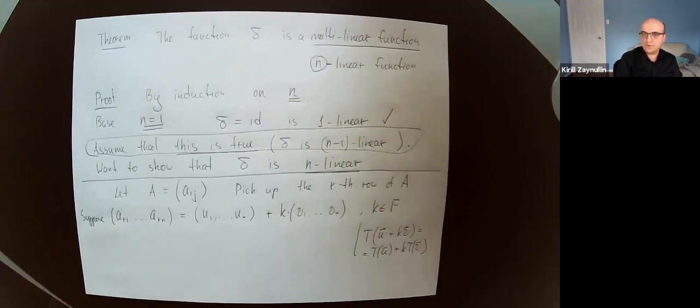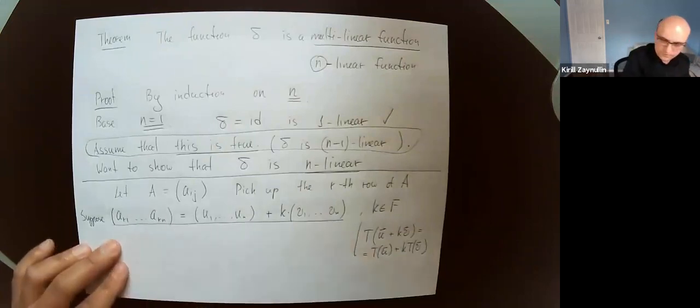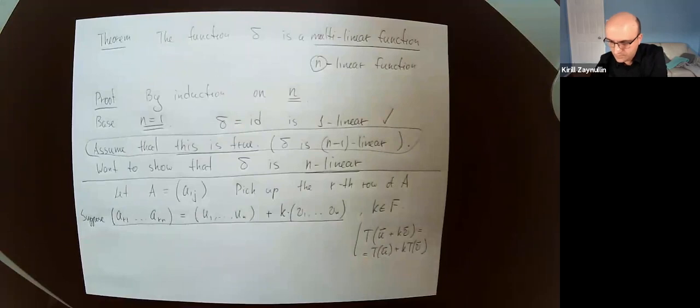So we also want to check that some function is multilinear, right? So what we have to do is check that this is linear with respect to each row, with respect to each column. Okay. So suppose that we pick a row and then we can write it like this.